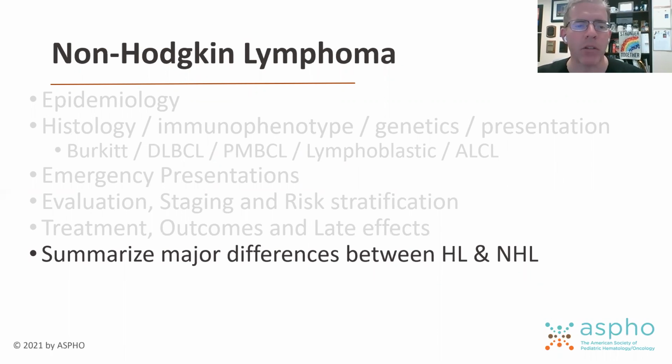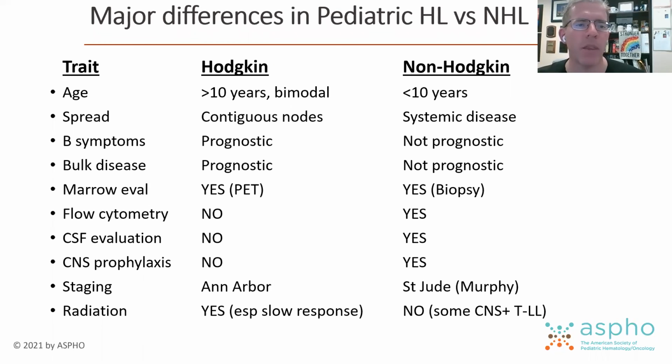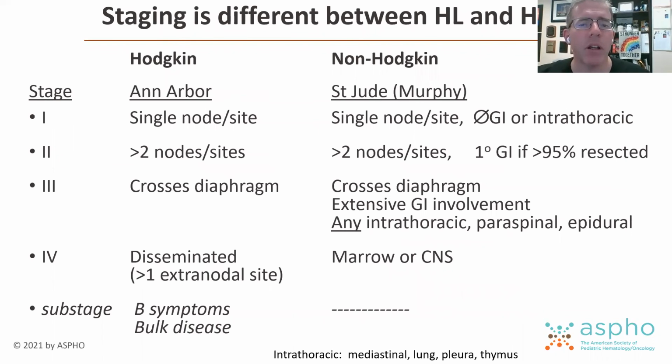So lastly, I'm going to summarize the major differences between Hodgkin lymphoma and non-Hodgkin lymphoma. And if you take nothing out of this talk, take away these cheat sheets. These are the ones that I would use in my cramming sessions the day before the test. So one, these are the major differences between pediatric Hodgkin and non-Hodgkin lymphoma in terms of age, spread, B symptoms, whether or not we do marrow evaluations or CNS staging. These are a concise summary of the difference in staging between Hodgkin lymphoma on the left and non-Hodgkin lymphoma on the right.